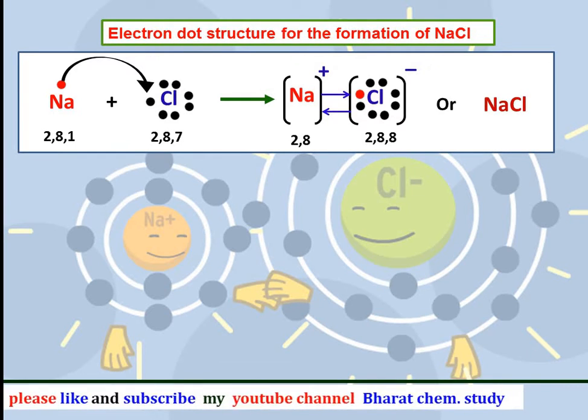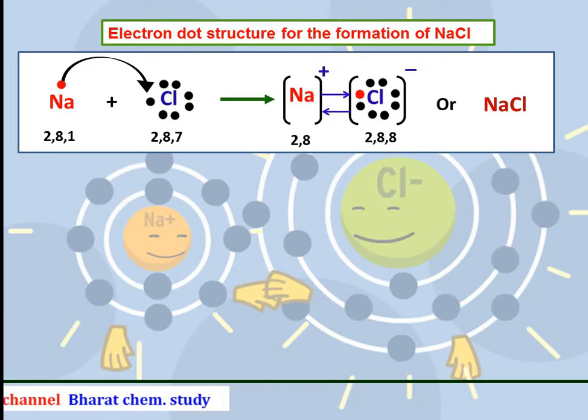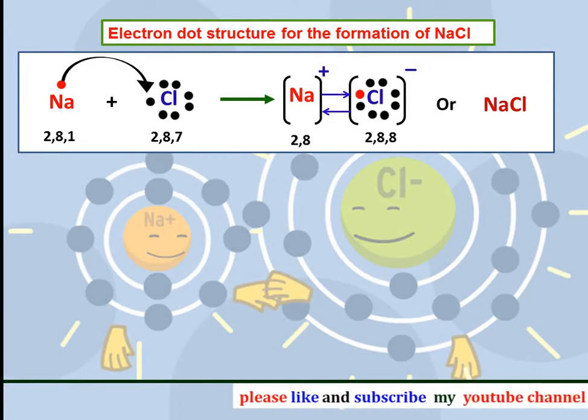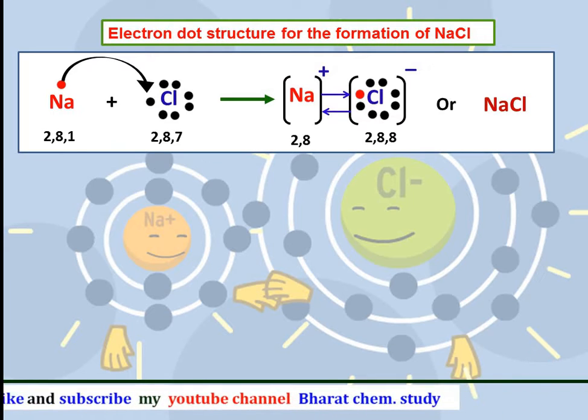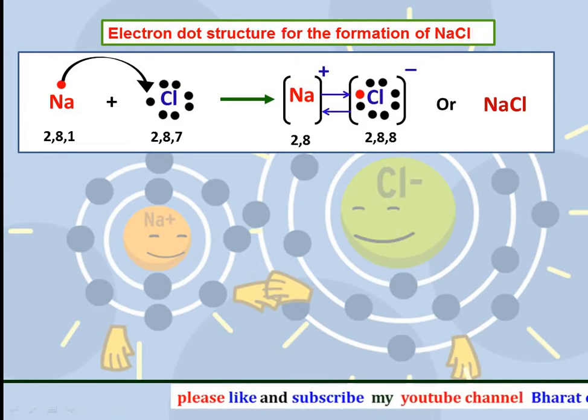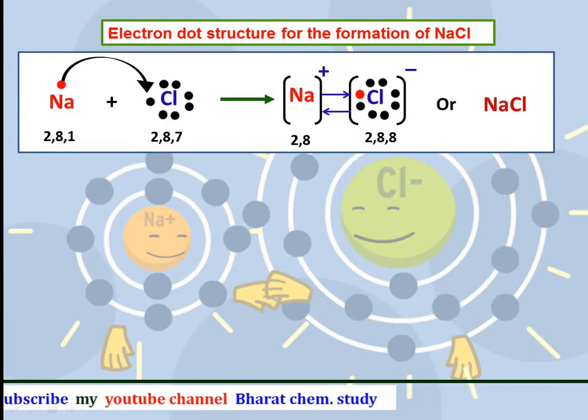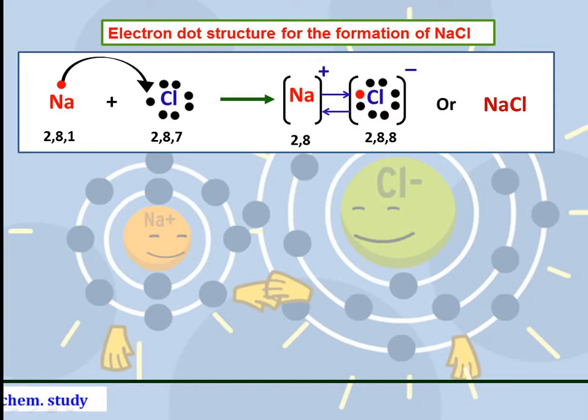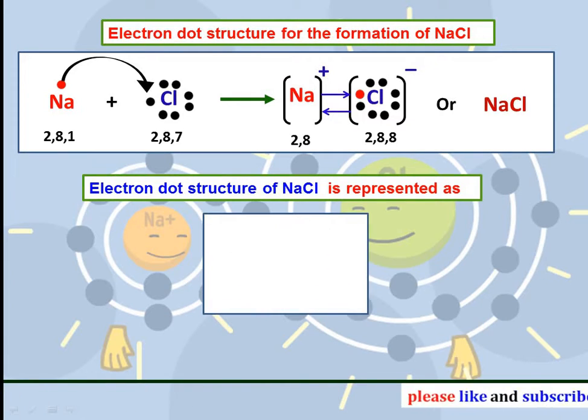But sometime in exam, instead of writing the formation of NaCl, they will just write the electron dot structure of NaCl. So when the question comes, write only the electron dot structure of NaCl, then no need to show the loss of electron from sodium and the gain of electron from chlorine. Just we have to write the electron dot structure of NaCl like this.